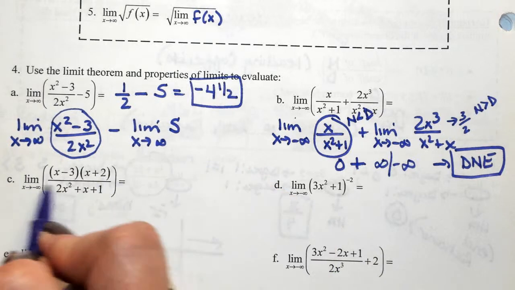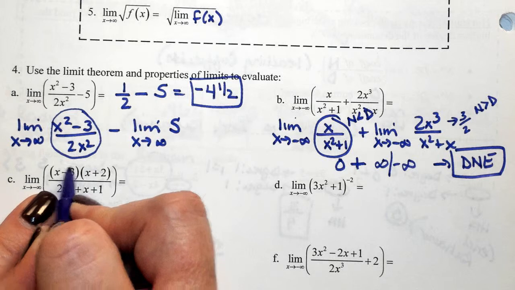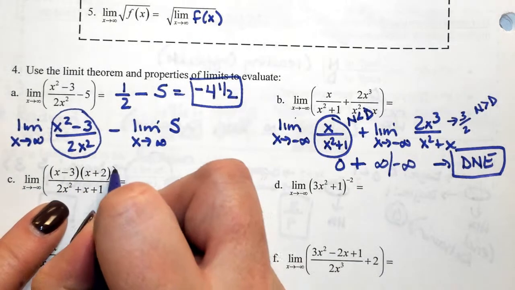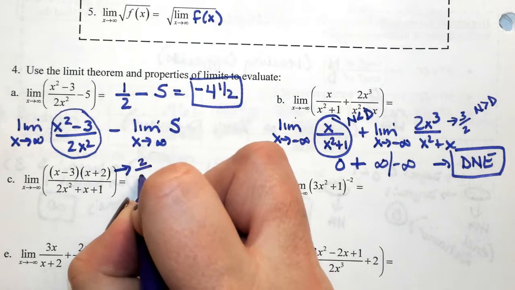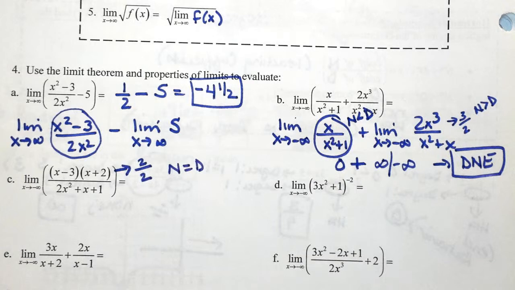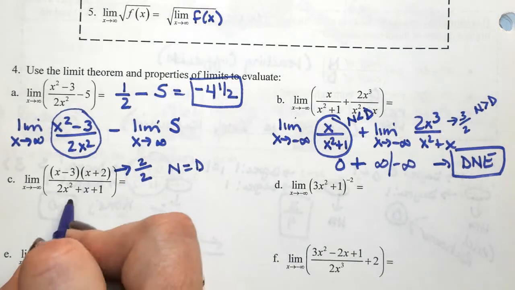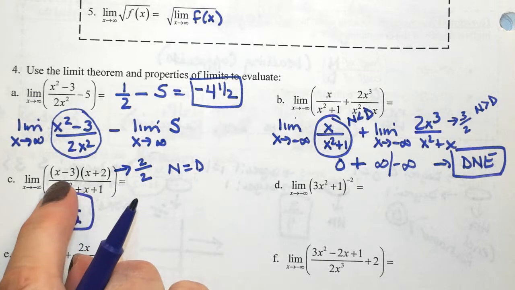So now let's take a look at letter C. Even though this top part is factored, imagine if you were multiplying this out. What would the degree of this numerator be if you were to FOIL this and multiply it out? 2. What's the degree of the denominator? 2. So again, the degree of the numerator is the same as the degree of the denominator. So what is the horizontal asymptote going to be? 1/2. Because even if I multiplied this out, the leading coefficient would still be a 1.